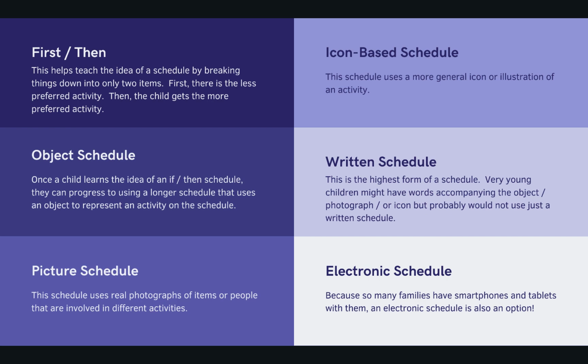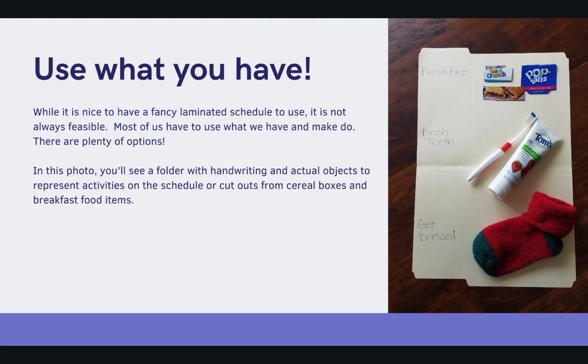Because so many families have smartphones or tablets, an electronic schedule is also an option. It will be important to use what you have. While it is nice to have a fancy laminated schedule to use, it is not always feasible. Most of us have to use what we have and make do. There are plenty of options.